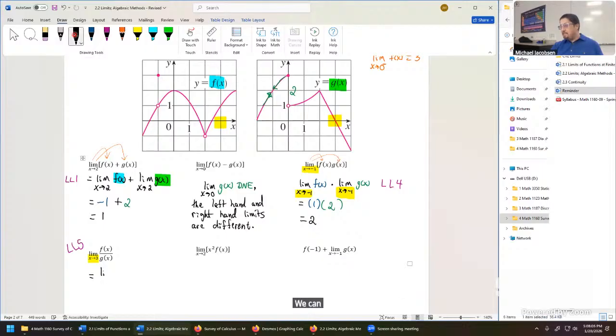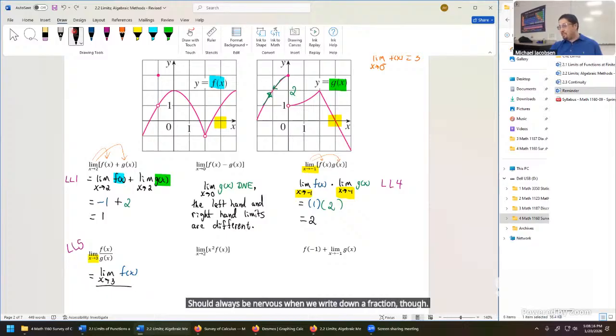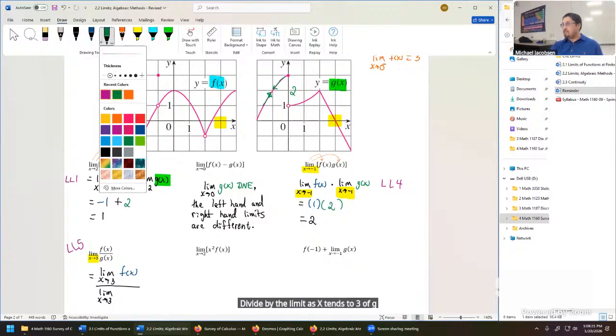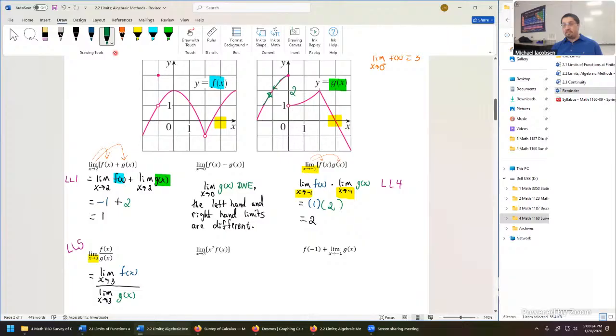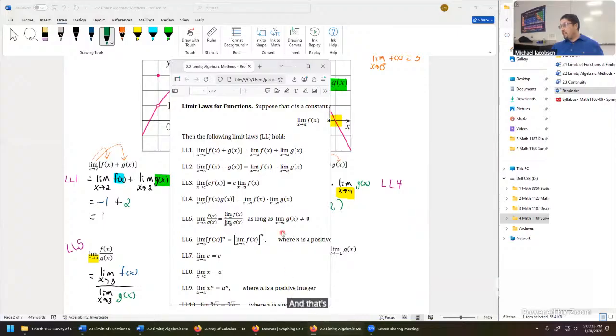We can rewrite this as limit as x tends to 3, the function f of x. Should always be nervous when we write down a fraction though, right? So let's see what happens on this one. Divide by the limit as x tends to 3 of g of x. Your training in algebra is still relevant. This is a fraction. So if you happen to have gotten a value of 0 in that denominator, the response to this one is does not exist. And that's what the limit laws are saying. This is the right value as long as we get a non-zero value for the denominator.